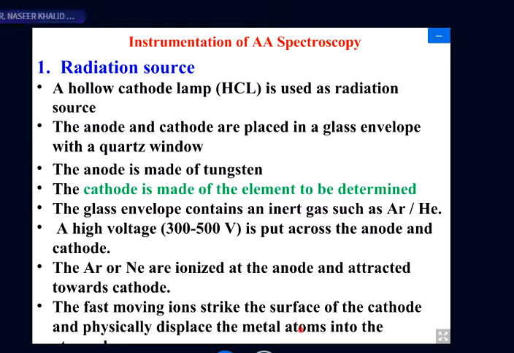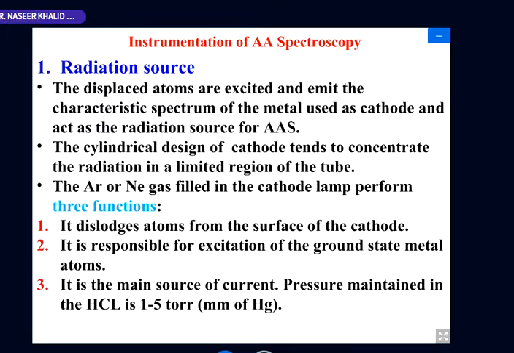And when they de-excite, they will emit radiation characteristic of the metal. Iron will have a different wavelength as compared to copper. Copper will have a different wavelength as compared to nickel. Nickel will have a different one as compared to silver, and so on and so forth. Now the displaced atoms are excited and emit the characteristic spectrum of the metal used as a cathode and act as a radiation source for the AAS.